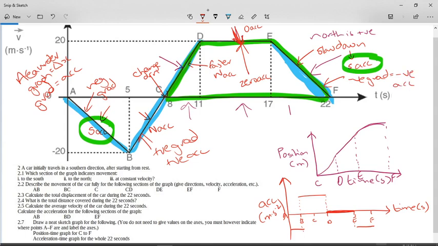And of course, you know that you have to be working on this based on what is in the question. Has the question given you your frame of reference for the direction of motion, which direction of motion is positive?